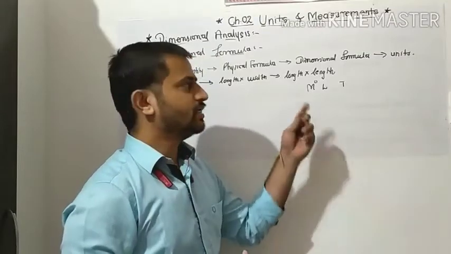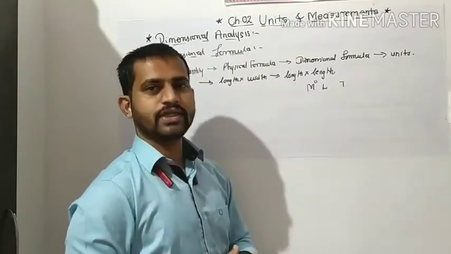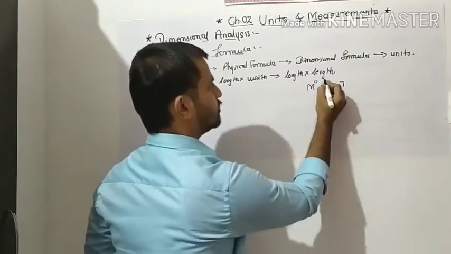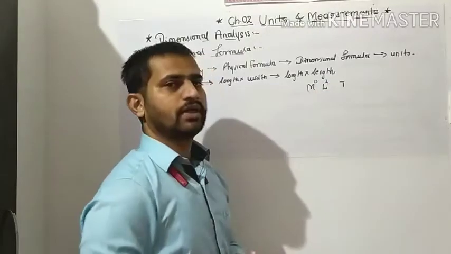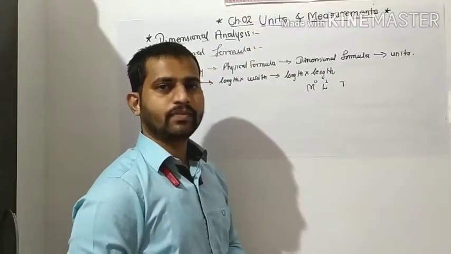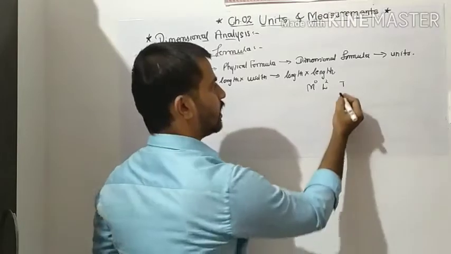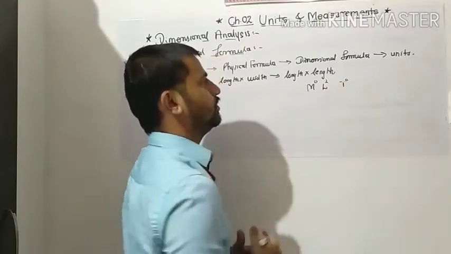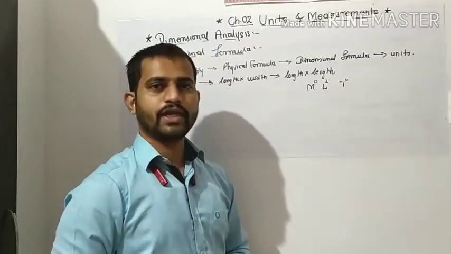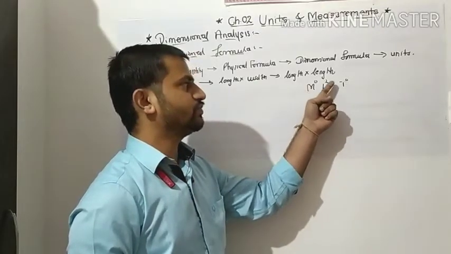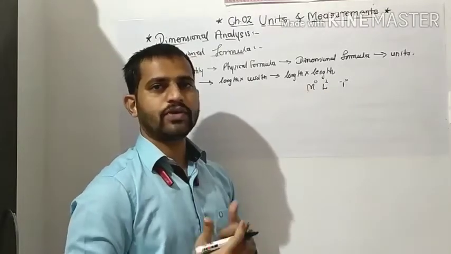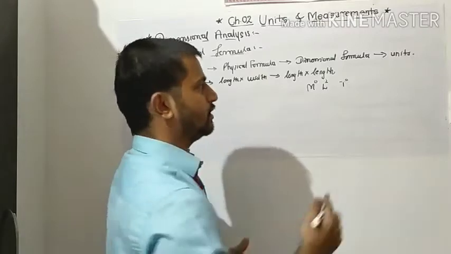Then is there any length? Two lengths we are using here, so we write 2. Then is there any time? No. So we write T raised to 0. So what is the dimensional formula for the area? It is M raised to 0, L raised to 2 and T raised to 0. Now what is the unit of the area? It is meter square.